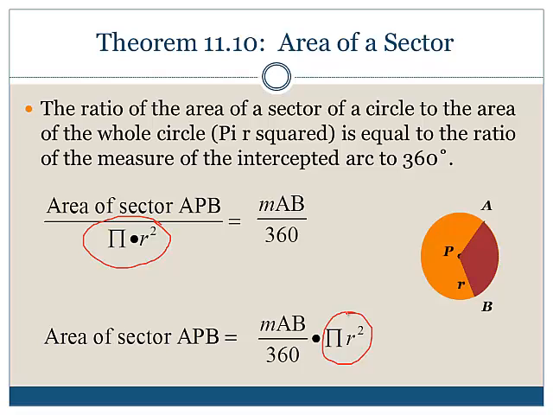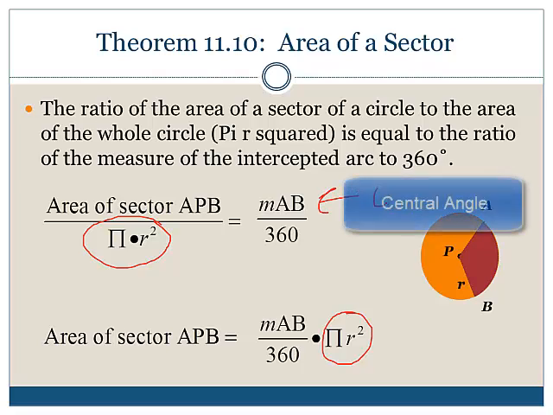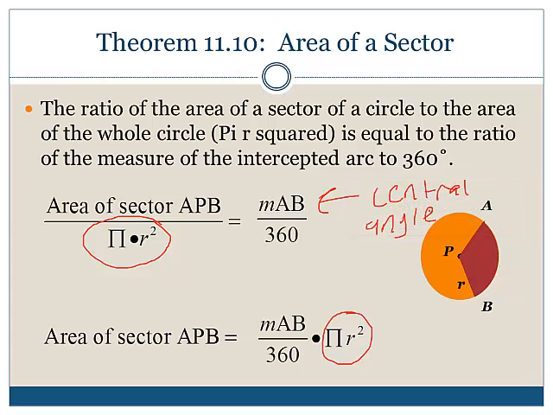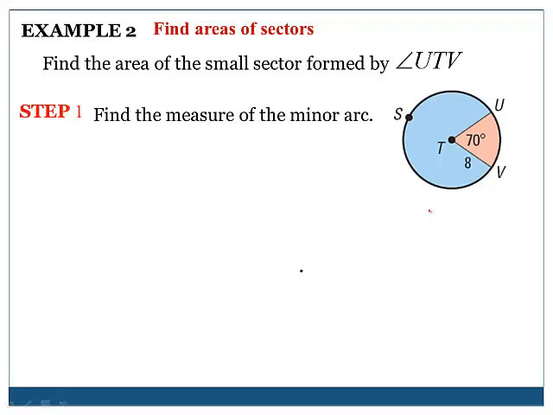And this still, the measure of AB, this right here, is still your central angle, and you're still going to divide that by 360 degrees. And everything else will be the same and work very similar to what we've done in 11.4. Just remember, the only difference is we're using the area of the circle. And moving to example 2, find the area of the small sector formed by UTV. We're looking for the small sector, so we can set that equal to our central angle, which is 70 over 360.